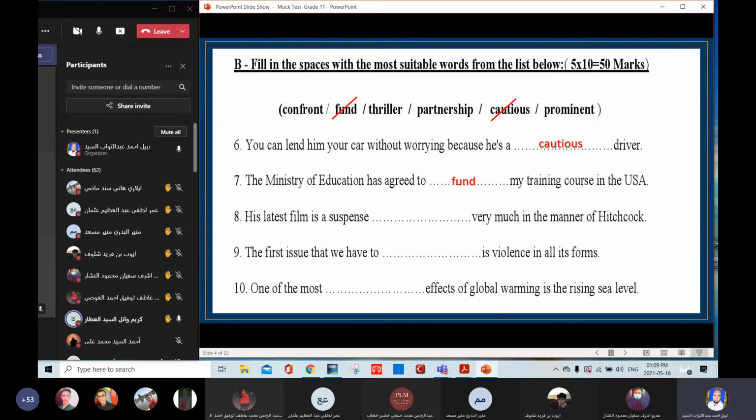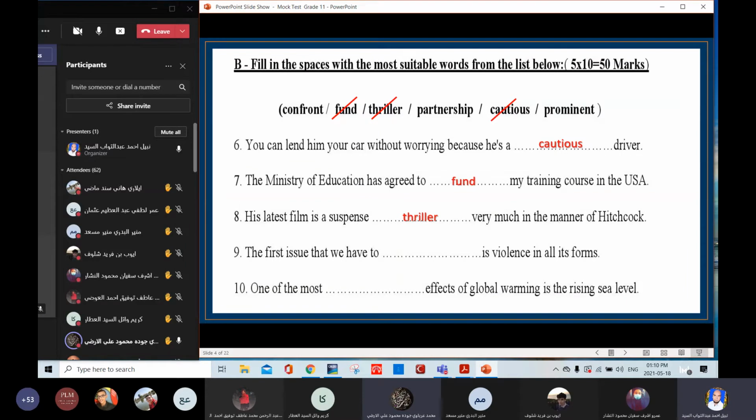His latest film is a thriller, very much in the manner of Hitchcock. Hitchcock is a famous film writer. Yes, thriller means an interesting program or film or movie. Thank you, Karim. Al-Ardi: the first issue that we have to confront is violence in all its forms.